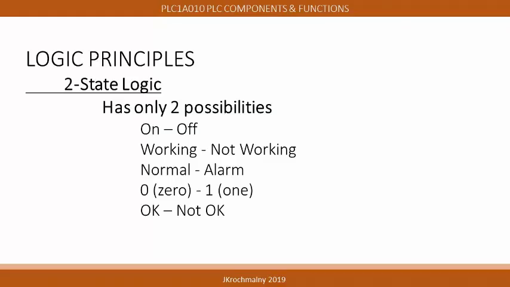Let's look at two-state logic first. Two-state logic has two and only two possibilities and conditions. Things, devices, and conditions are either on or off, working or not working, normal or in alarm, 0 or 1, okay or not okay. Notice that two-state logic has no other condition being applicable. When given a question in the form of a two-state logic condition, the answer is either yes or no.